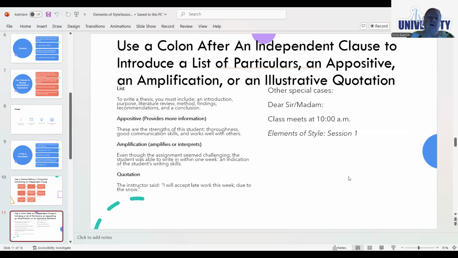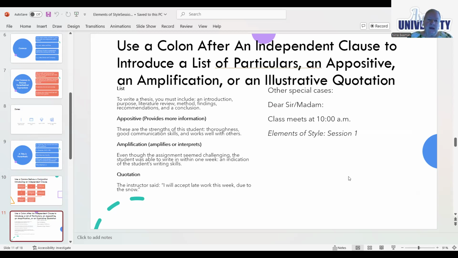And an appositive is going to be something that provides more information. These are the strengths of this student. I'm writing a reference letter about you. These are the strengths. I'm not writing 15 sentences about each of your strengths. I'm going to say, these are the strengths of this student. Pause. Thoroughness, good communication skills, and works well with others.